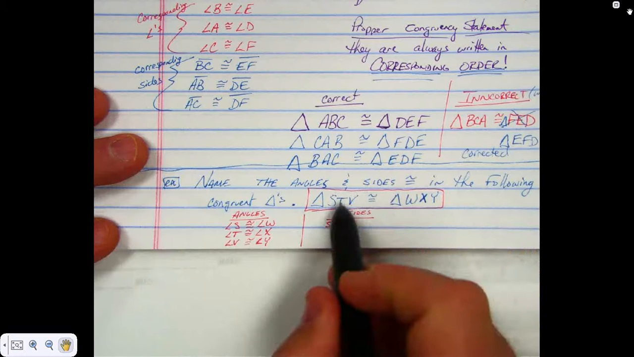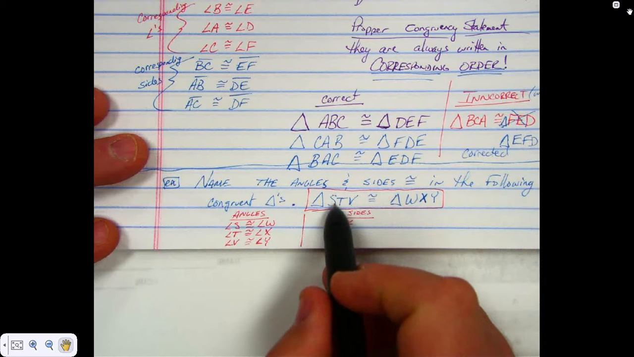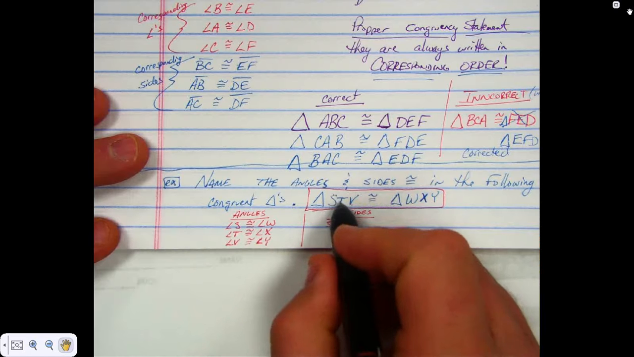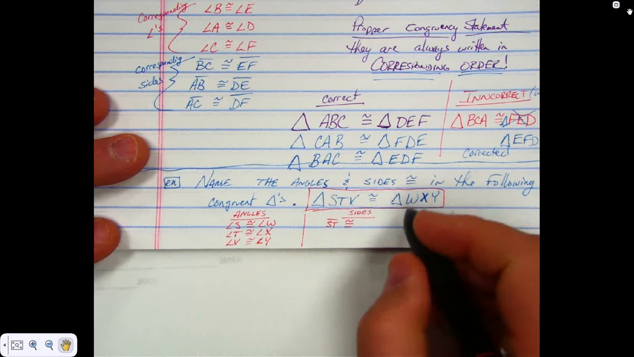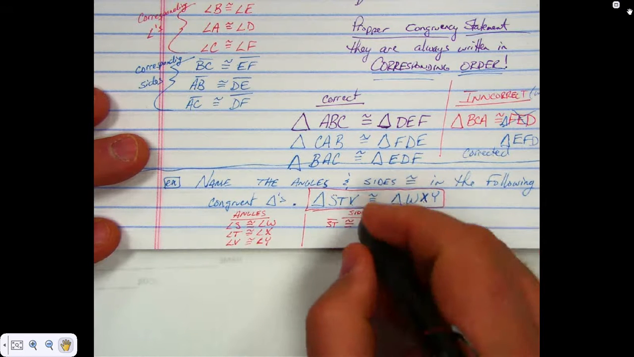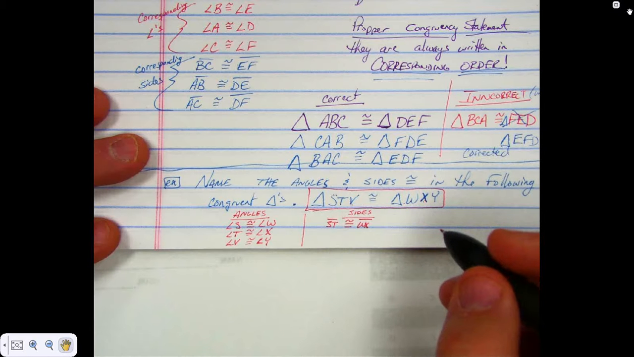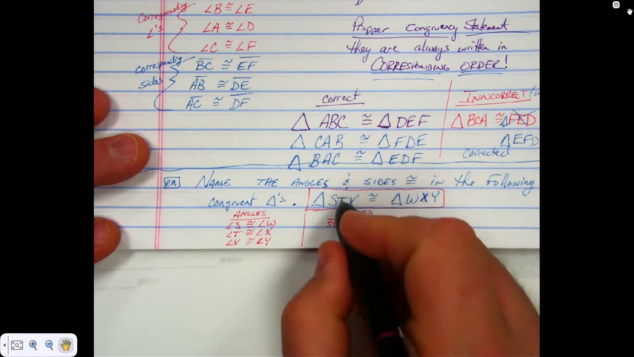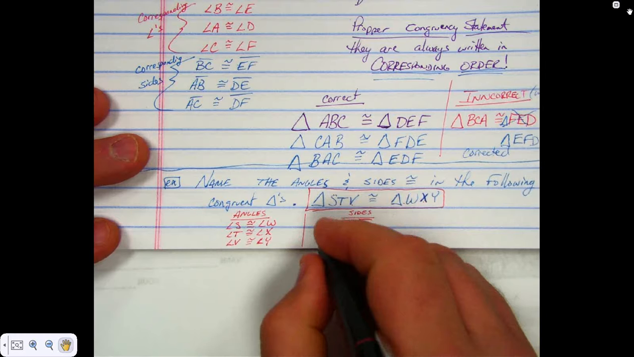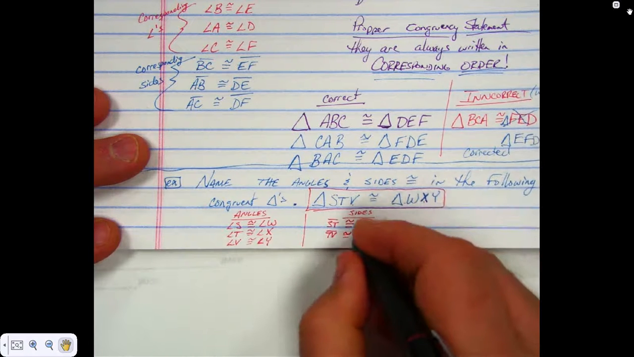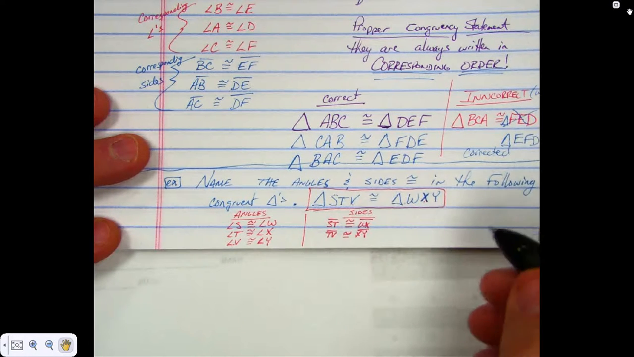Well, whatever two correspond to these are the two that need to make the corresponding side. So if S and T make a side, what side would correspond to it? The first two here. WX. Make sense? Now, what's the next two? T and what? TV. TV would be congruent to? XY. That is pretty simple, isn't it?